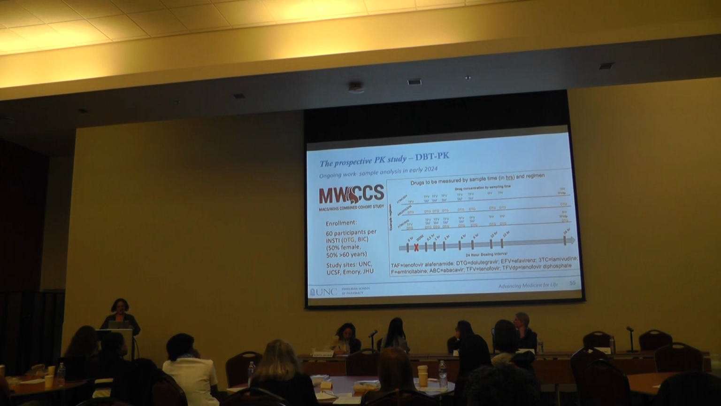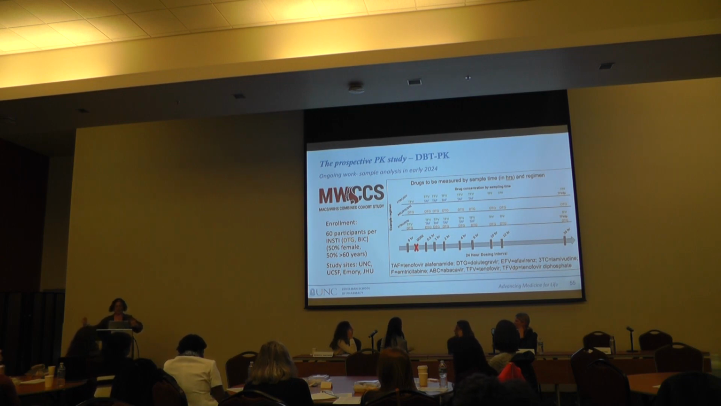And so we have a prospective part, DBT PK. We have 4 sites, and we bring participants in and take serial blood samples from them over the course of a dosing interval. Our goal was to have 60 participants. We're looking not just at dolutegravir, but also bictegravir, and TAF comes along with that, because if they're on bictegravir, they're automatically on TAF, tenofovir alafenamide, and to really overrepresent women and older patients.